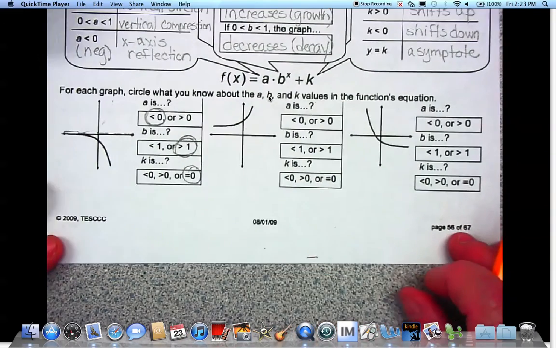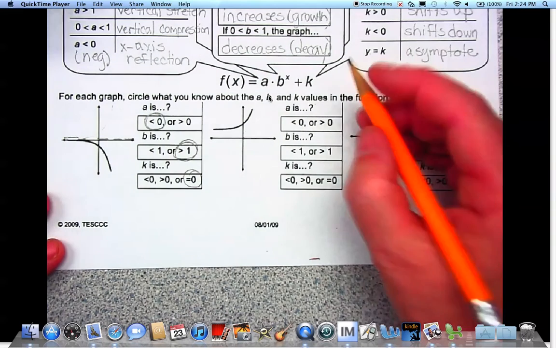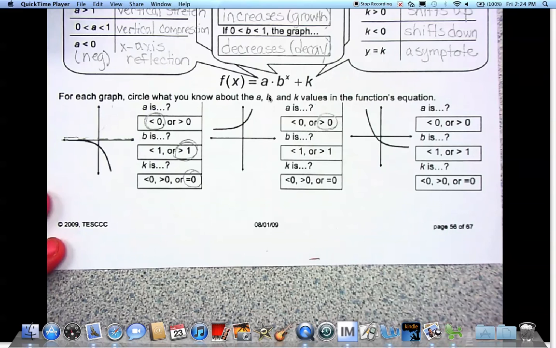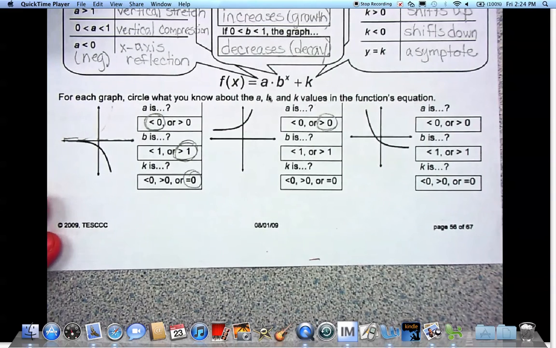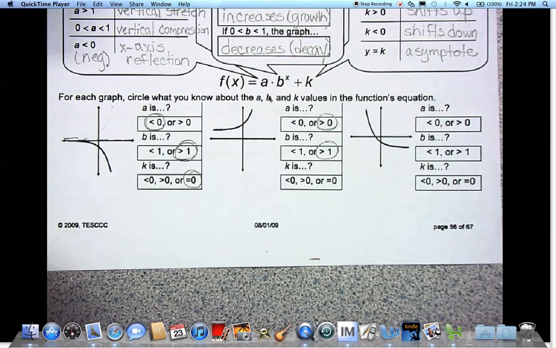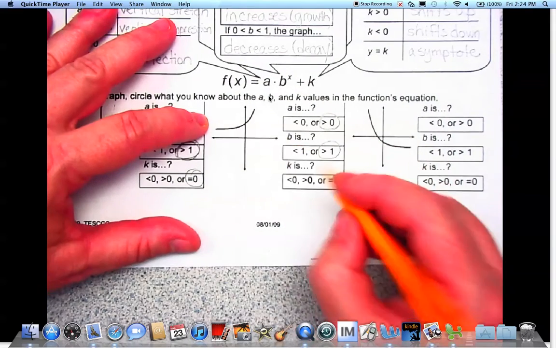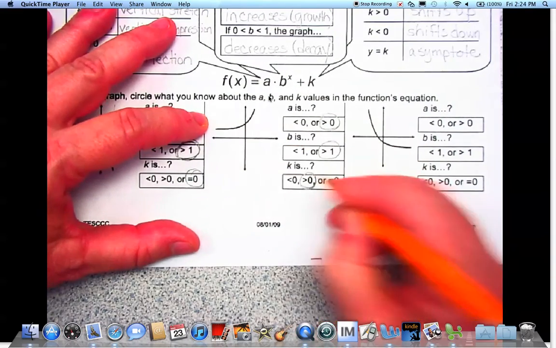Okay, now is the next graph flipped or not? No. So what is A? It's positive, greater than 0. Okay. Is it growth or decay? Growth, so B is greater than 1. Now, is K at 0 or did it move? It moved up, didn't it? So it is greater than 0.